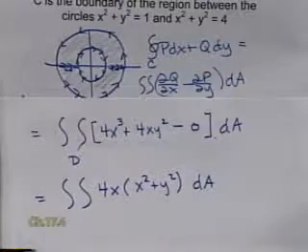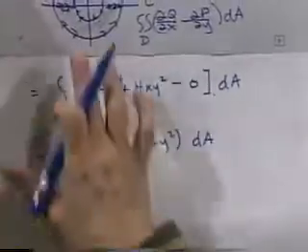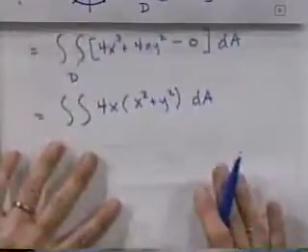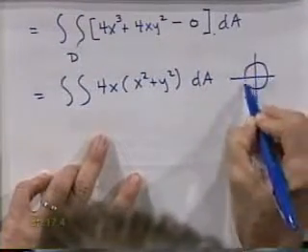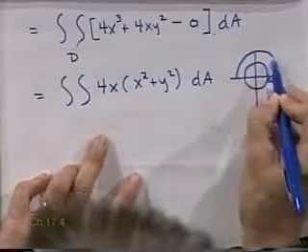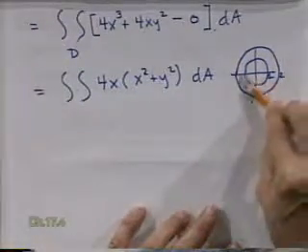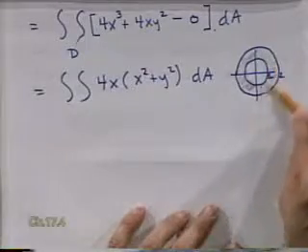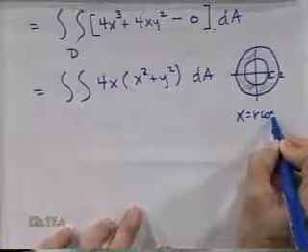How do you want to do this integral? I think polars. Yeah, absolutely. Let's do polars. I'm going to redraw that region right here for us so I don't have to keep looking at it. It's a circle of center of radius 1 and another circle of radius 2, and we're just talking about this region that's in between. So if I do polars, where I see x, I replace it with r cosine theta.